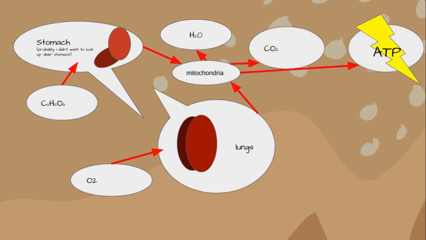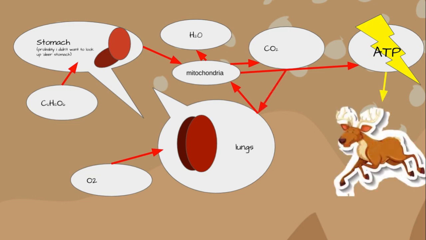The deer lets out the H2O through natural processes. And the CO2 by breathing. The byproduct that is important to the deer is ATP, which is energy that the deer can use to move its muscles and run away from wolves.